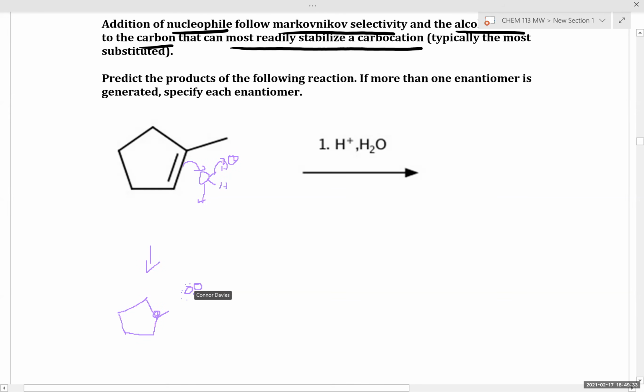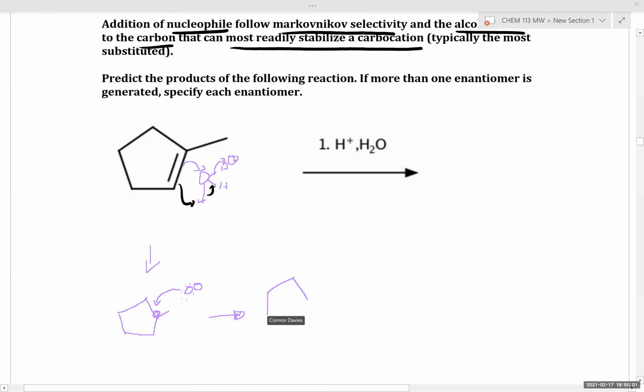Just to be more specific, if you're showing protonation, you should draw the arrow to the carbon-hydrogen bond, like so. But otherwise, the first step mechanistically looks fine. So you protonate your alkene, and then the student's drawing an oxygen nucleophile attacking.